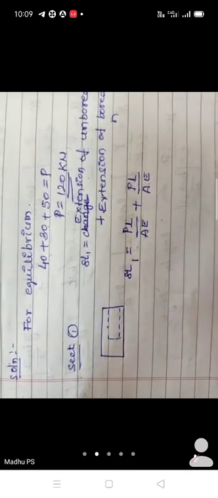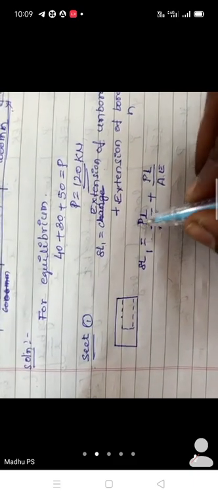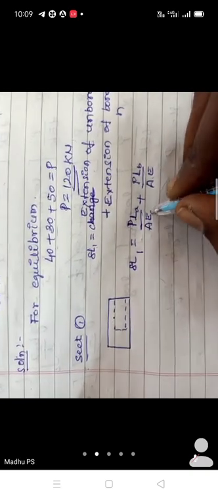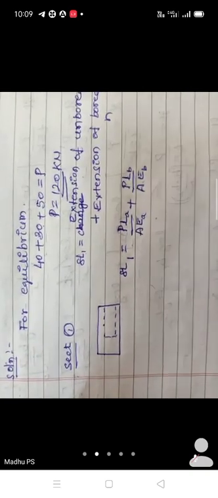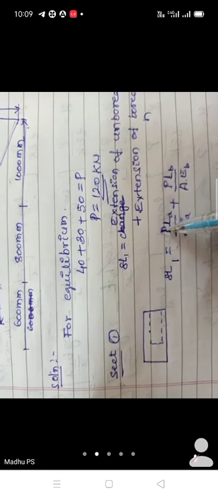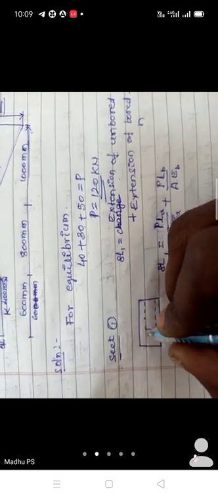I will write it. So P, what is the load? I don't know. So length, I will write A and B, because A indicates section A, B indicates section B. So I don't know what is the individual load which is applying on section 1. So this is section 1.